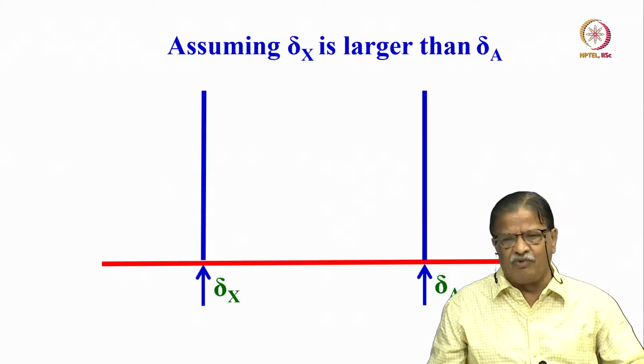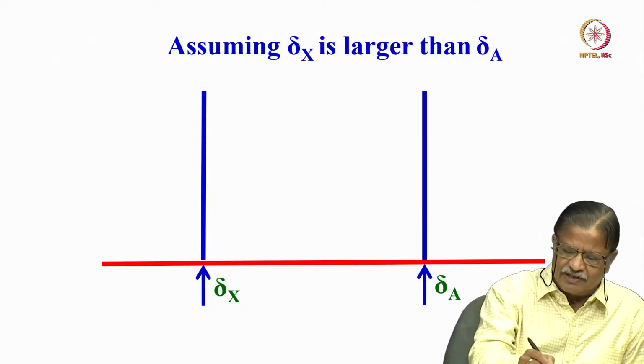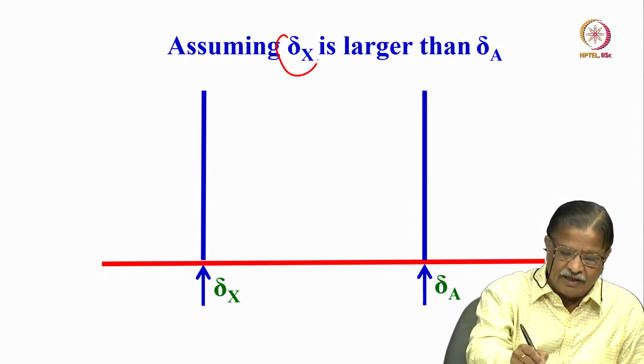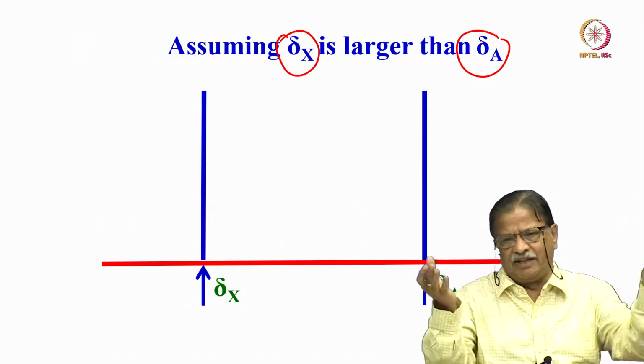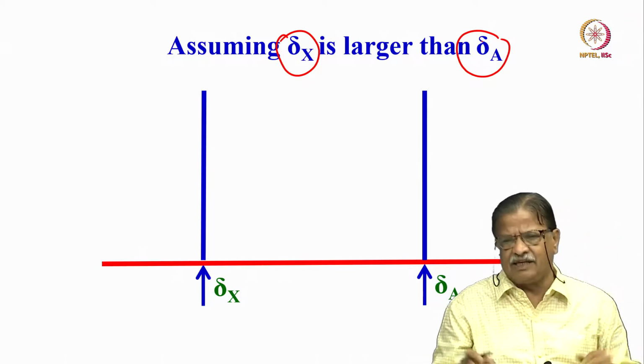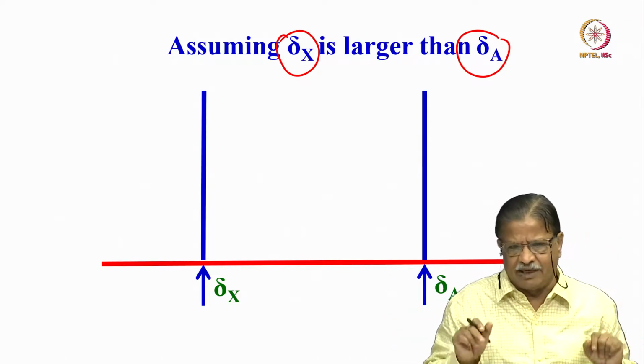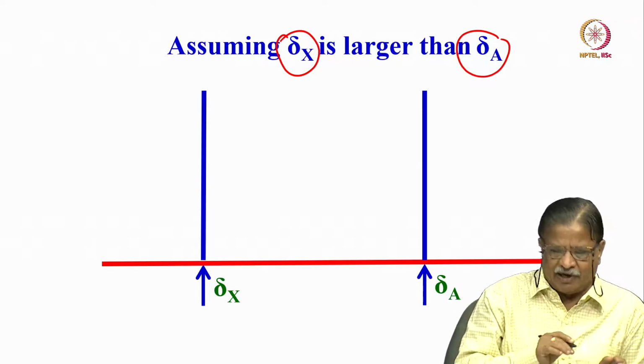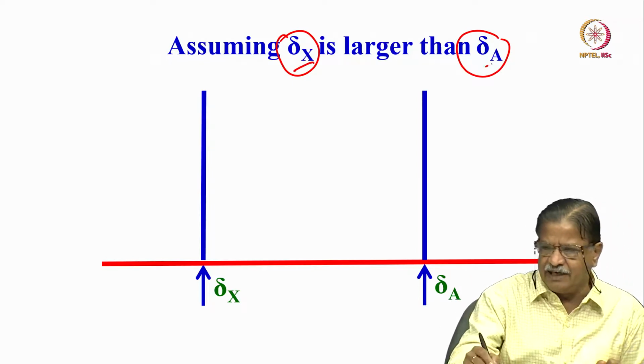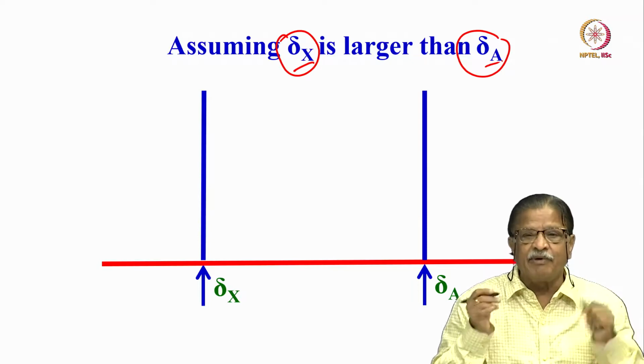Now, I assume one condition: the chemical shift of X is larger than delta A. This is just an assumption, it can be anything. You can call this delta A or delta X, it is your nomenclature and does not matter. To show the spectrum, I have assumed that delta X is larger than delta A, and this is the type of spectrum.